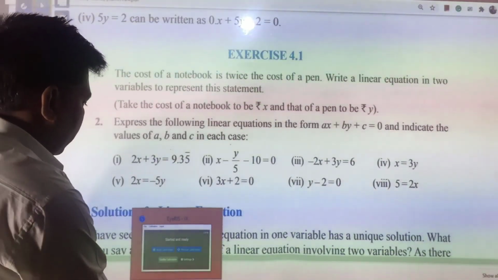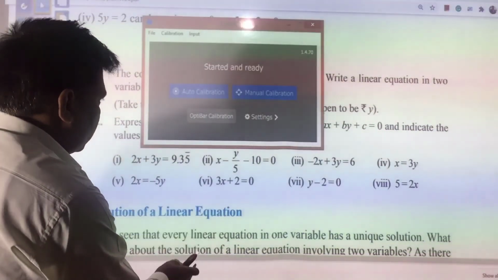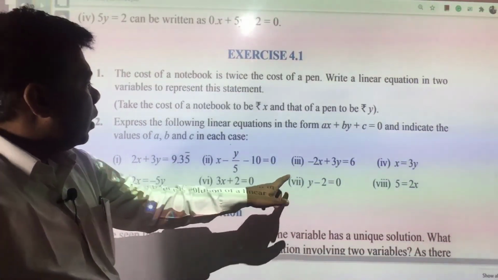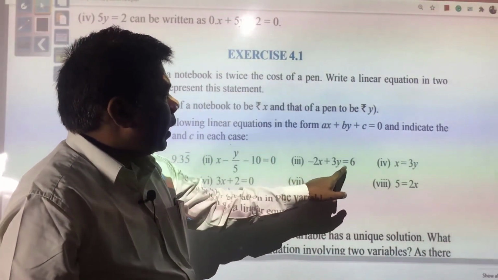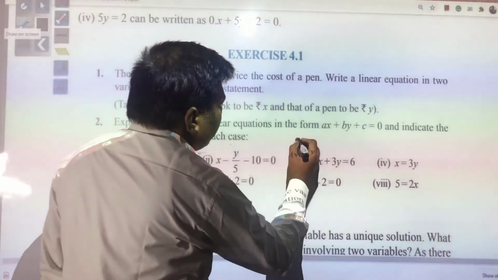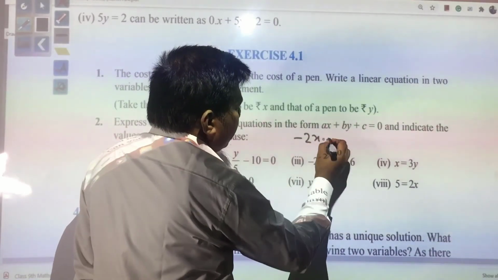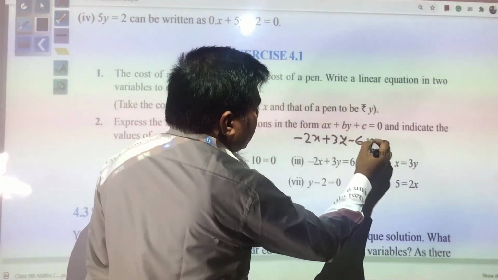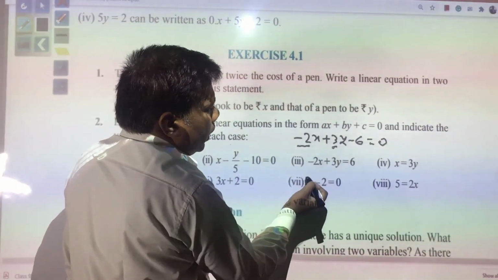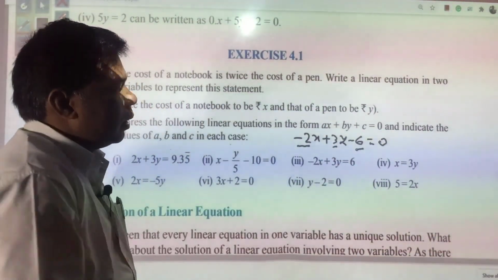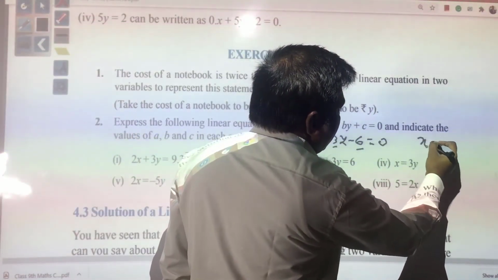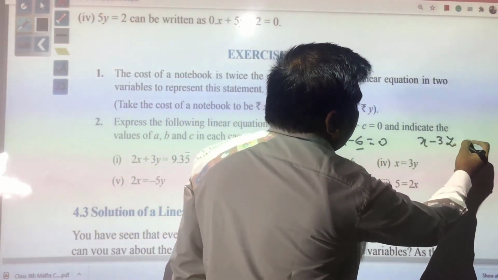Then you have minus 2x plus 3y is equal to 6. This can be written as minus 2x plus 3y minus 6 is equal to 0. Now a is equal to minus 2, b is equal to 3, c is equal to minus 6. Here you have x is equal to 3y, so it can be written as x minus 3y is equal to 0.